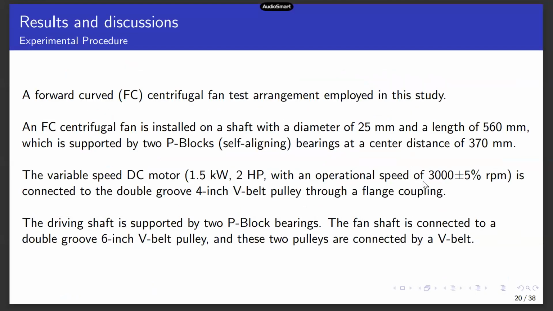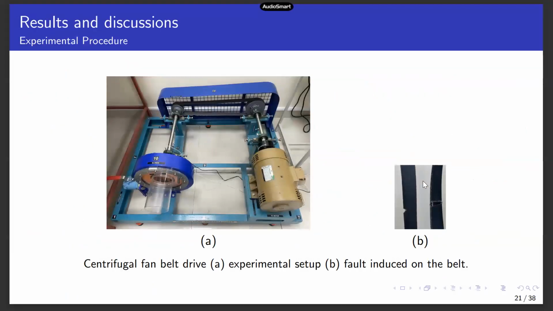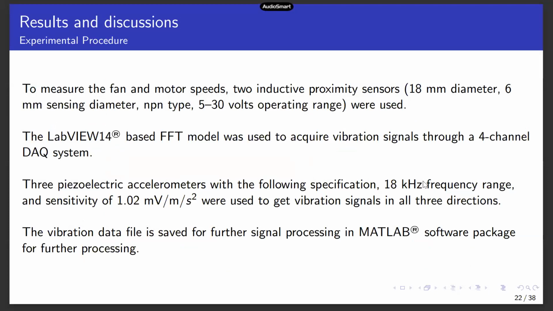For experimental work, a forward curve centrifugal test bed, which is shown in the figure, is adopted. It consists of a centrifugal fan with a motor running at a maximum of 3000 RPM, connected with two pulleys with V belts. We conducted an experiment for the healthy condition. At the same time, the figure shown in B is the belt cut condition. That means one is the healthy condition, another one is the fault condition.